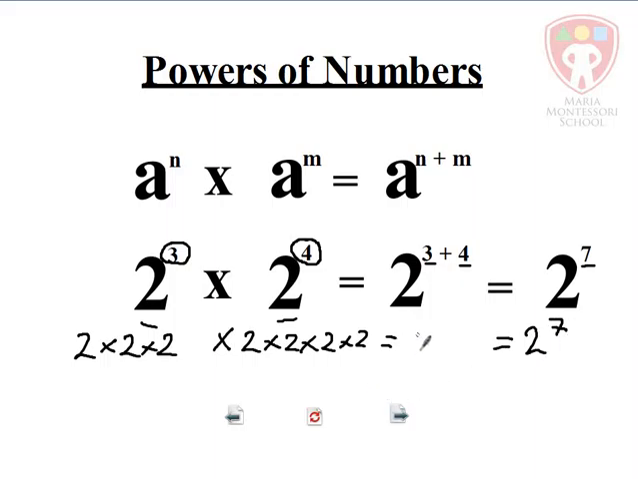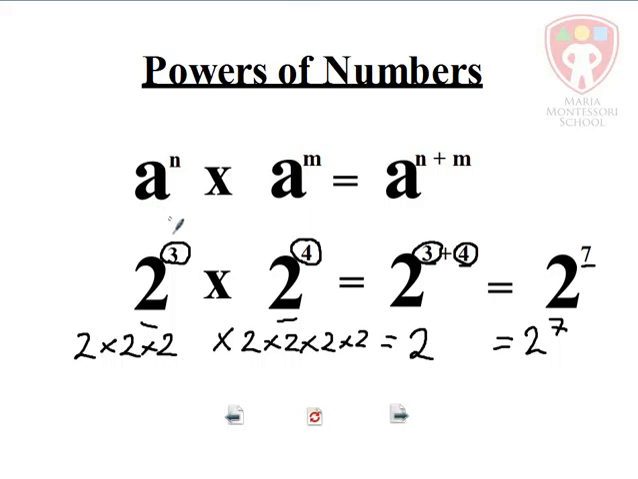But the quick way to have worked that out is that we know the base is not going to change. The base is still going to be 2. But here we had 3 of the 2's, and then we had 4 of the 2's. Well, we know that definitely altogether we're going to have 7 of the 2's. So it means that when you're multiplying an exponential number that has the same base, all you're going to do is add the exponents.